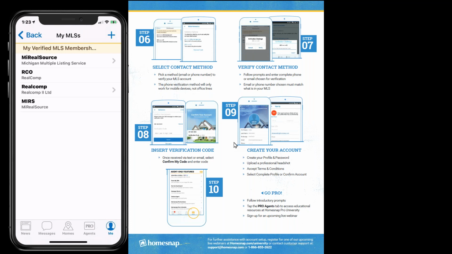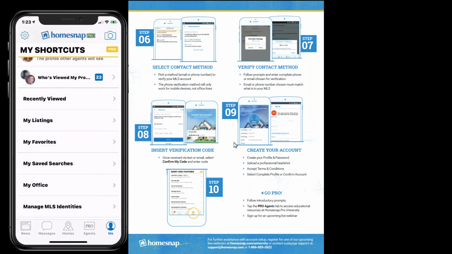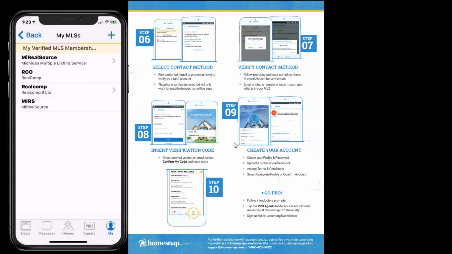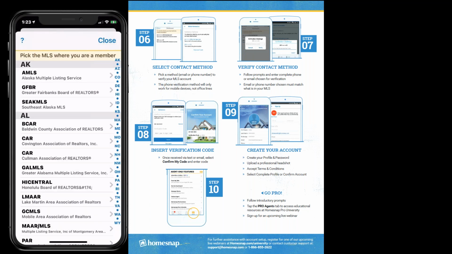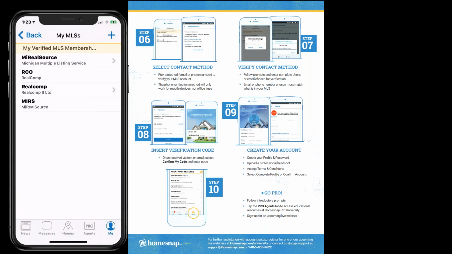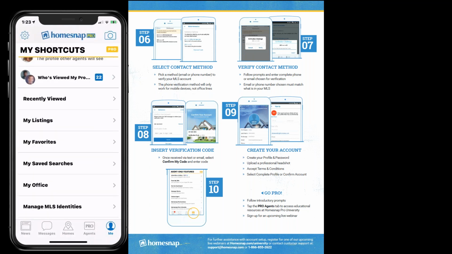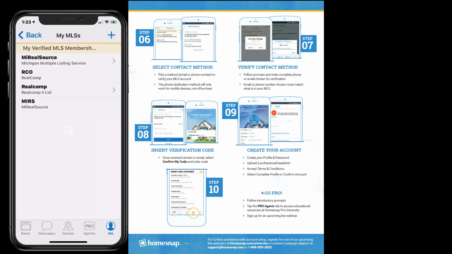Okay, so for Carrie, if you are under the me tab, you will see manage MLS identities. As you can see, I have 4 different MLSs. I do some testing for different MLSs too. You're going to hit that plus, and then you're going to pick which MLS you also belong to. So again, if you are a member of more than one MLS, you're going to go to the me tab, manage MLS identities, and you can add that additional MLS in.